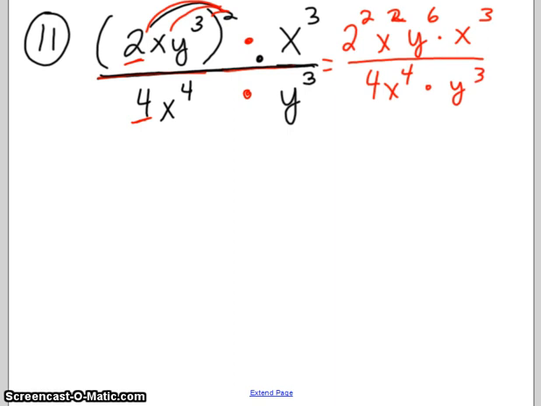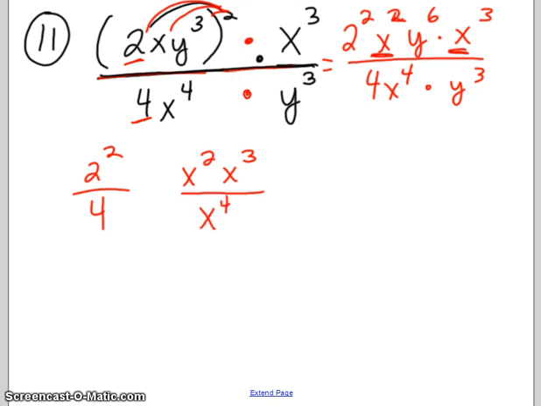Alright, now what I want to do is separate everything. I want to take all my numbers and put them together. So I have 2 squared, and I have 4 in the denominator. Those are all my coefficients, all my numbers in the problem. Okay, I have x squared, and I have times x to the 3rd right here and right here. So I'm just going to write those out, put those together, and underneath I have x to the 4th. Alright, so all my x's are together. What I'm trying to do is simplify each like term and then put it together at the end.